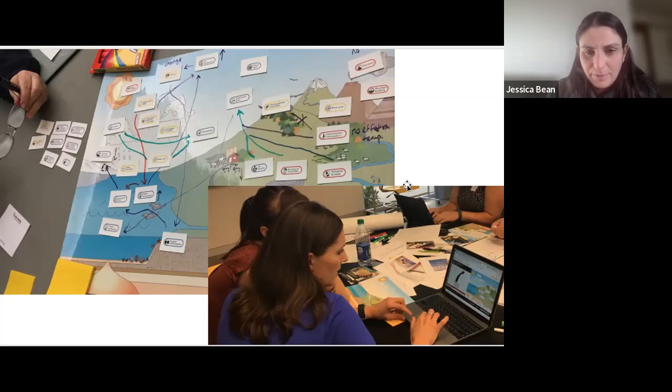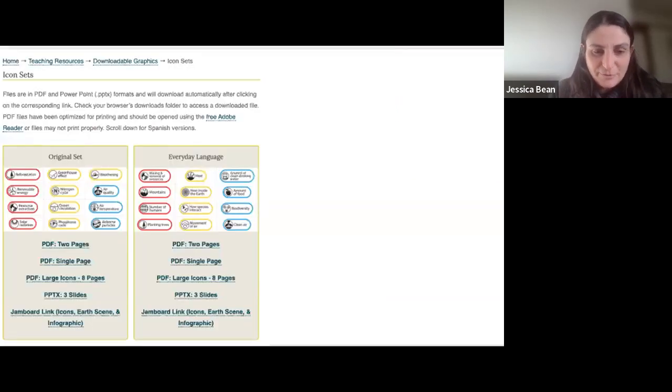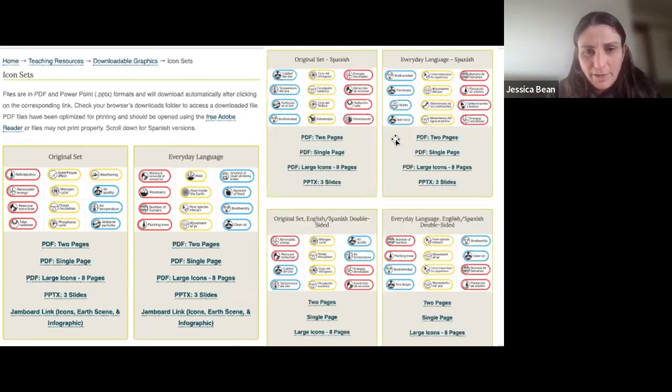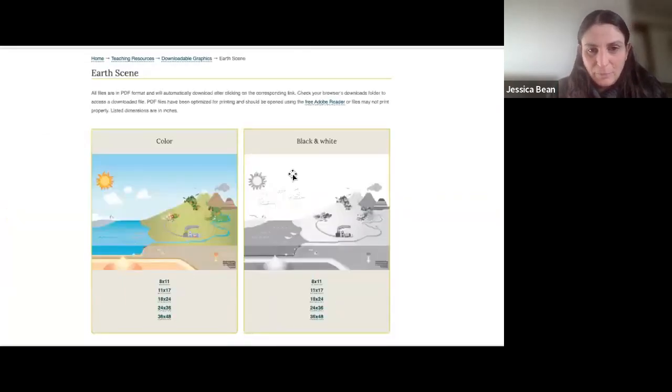So here's the teacher's model that was created in developing a new unit about coastal ecosystems in Northern California. And this is from a workshop in Arizona, working with teachers who were creating a model on our digital tool, which I'll show you shortly. But there are lots of different versions of these icon sets that you can download and print out and cut up, in the original and also that everyday language that I mentioned. We also have everything in Spanish and also Spanish-English double-sided in case you have students either learning English or learning Spanish. And then, of course, the Earth scene, both in color and black and white at various sizes. So there are various ways you can provide the materials for students to make these types of visualizations of their thinking, of their understanding, using the components.